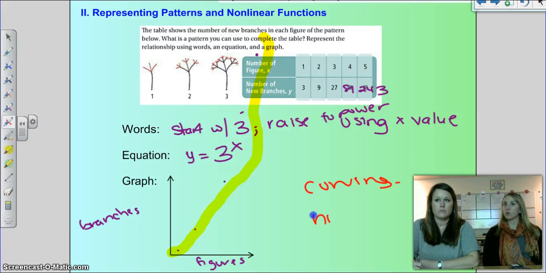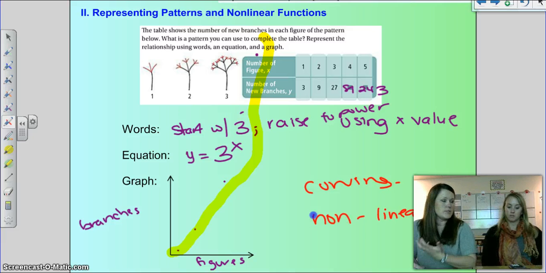So is that linear or nonlinear? Nonlinear. It's not a straight line. The other thing I can see is that this is not increasing by the same amount every time. It has no constant rate of change.